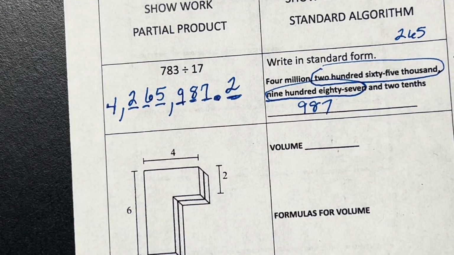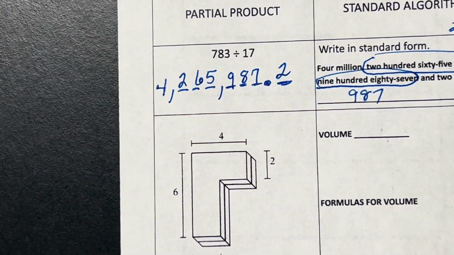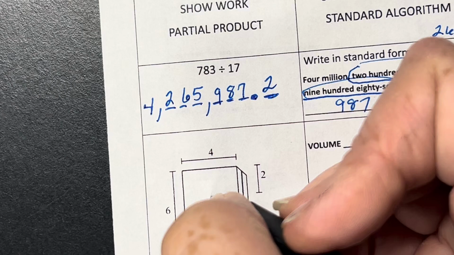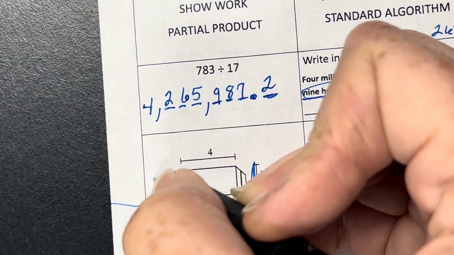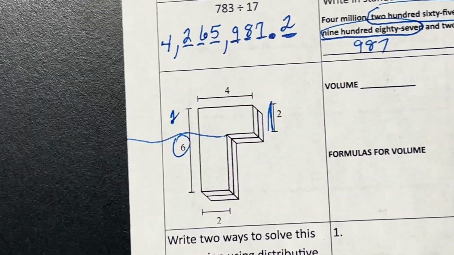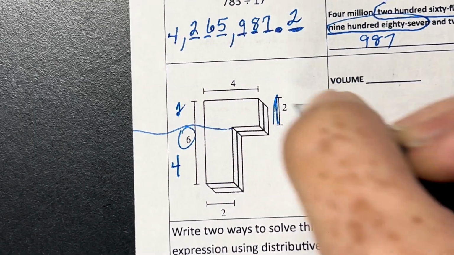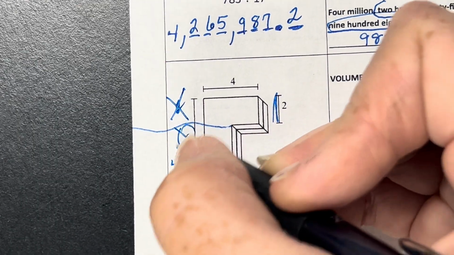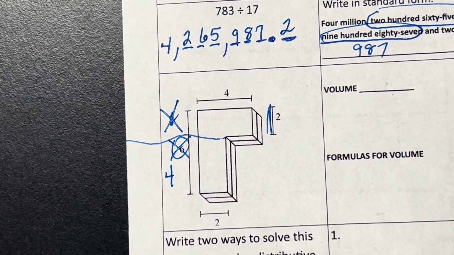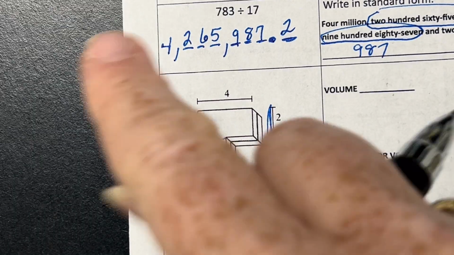Okay, take a look at the volume. If we're looking at the volume, it might be easier to cut right through there. If you notice, that's 2, so this would be 2. If that's 2, that's 4. Okay, we already have the 2 there, so I'm going to cancel out that 2. I'm going to cancel out the 6, because remember, we broke it apart. We're decomposing that side.